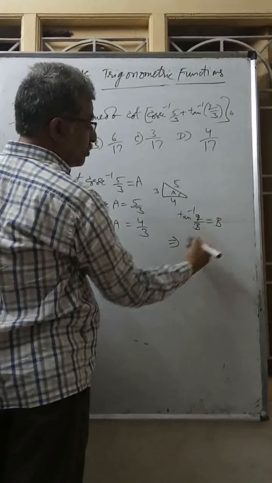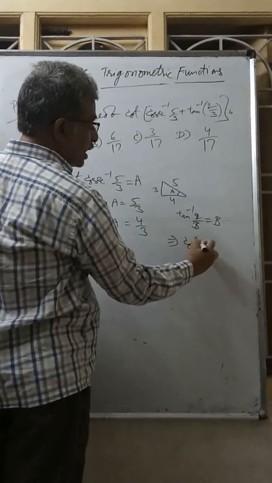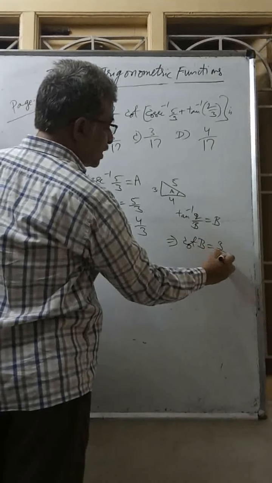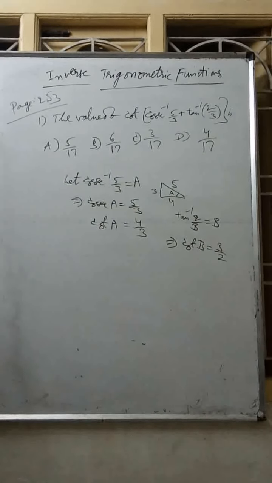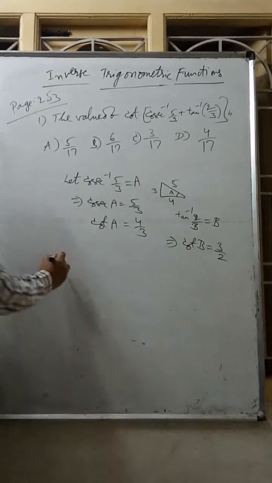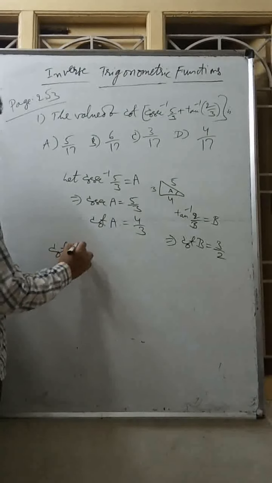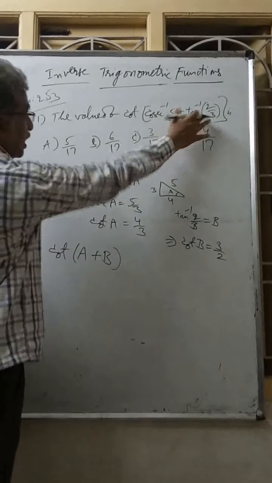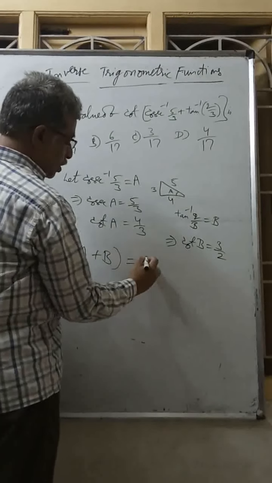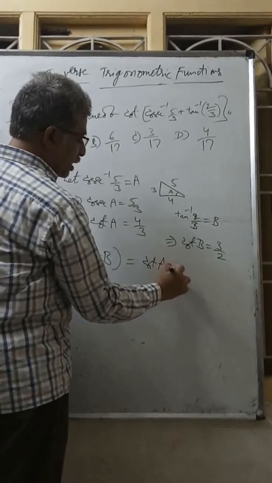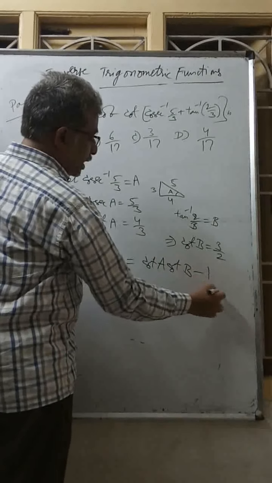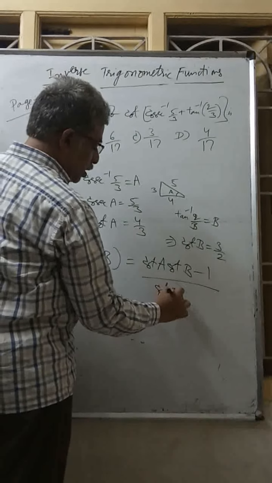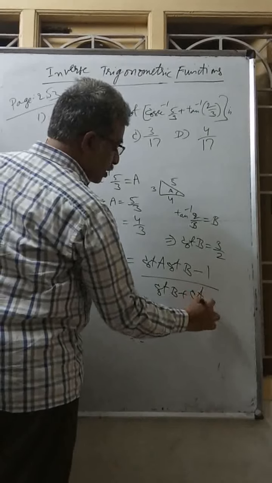This implies tan B equals 2 by 3, so cot B equals 3 by 2. Now I can use cot of A plus B. Cot of A, this is B I am taking. Cot of A plus B equals cot A cot B minus 1 by cot B plus cot A.